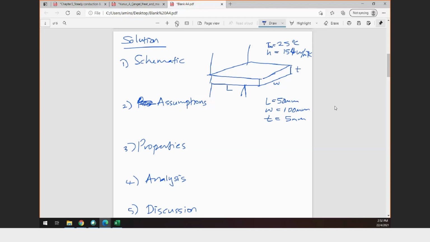Okay, what else? Base temperature at 350 degrees Celsius. Yes, and the k value of the fin is 235 watt per meter Kelvin. Okay, so this is the schematic, and this is the information that you need to put in your schematic. The next one is your assumption.